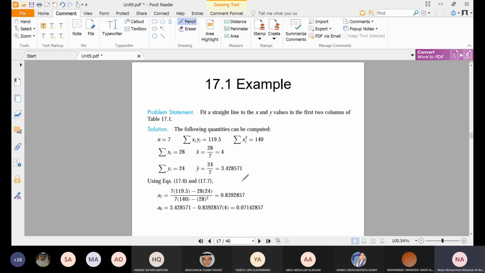And this is one example. If we have data, I think this is in the textbook. I hope all of you have the textbook. If you don't have it, please inform me, shabab.